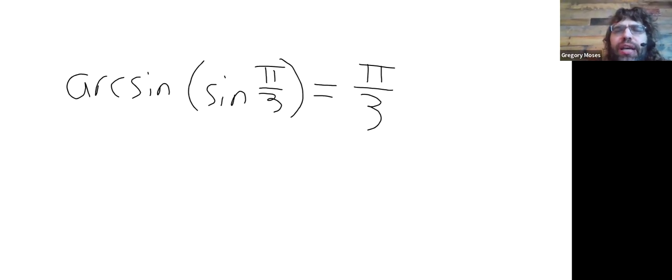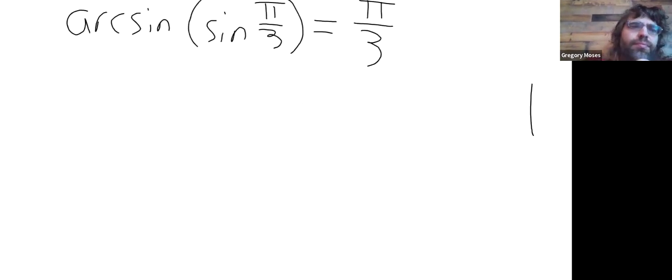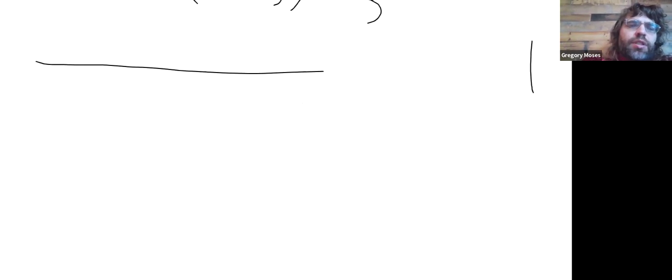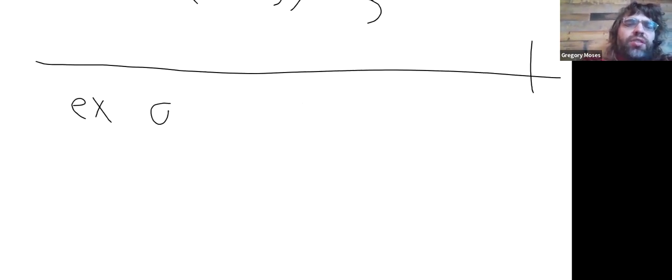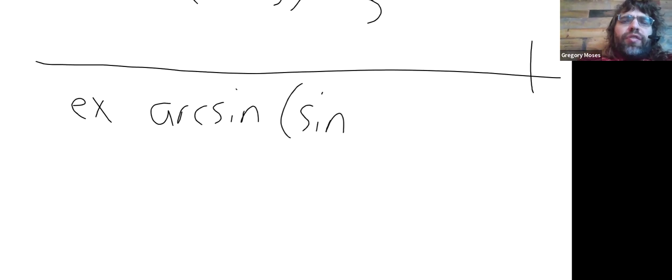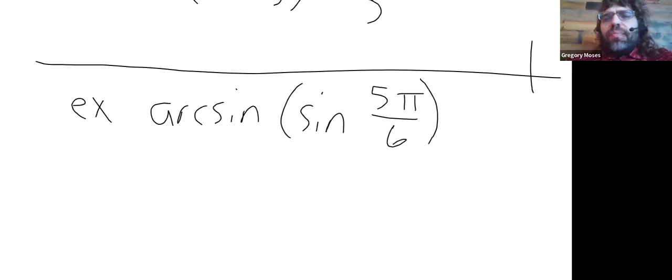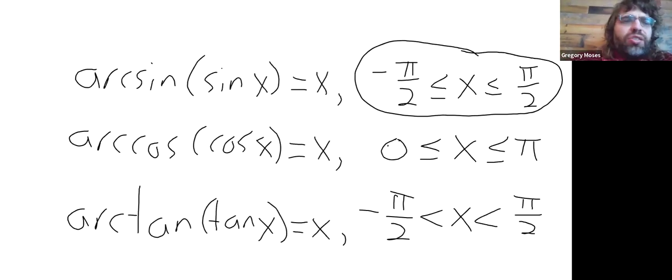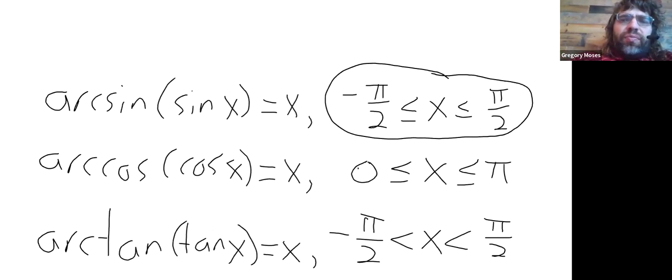But what if we have the arc sine of the sine of 5 pi divided by 6? This requires some thought because 5 pi divided by 6 is not in this interval, it's greater than pi over 2.